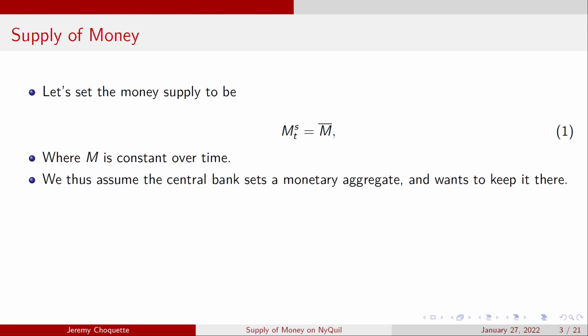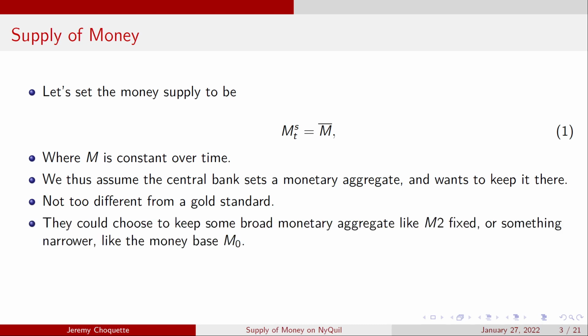So we're going to assume that the central bank is going to set some kind of monetary aggregate and just keep it there. In reality, this wouldn't be too terribly different from a gold standard. They could choose to keep some broad monetary aggregate like M2 fixed, or they could choose something a little bit narrower, like the money base, because there are different measures of money. It's not like there's just one measure of the money supply. If you remember from our first lecture, there are a couple of things that we could or could not assume would be part of the money supply. So they could fix the money base, or they could fix some monetary aggregate like M2 or M1, and it would be controlled and maintained by the central bank where it's just fixed.